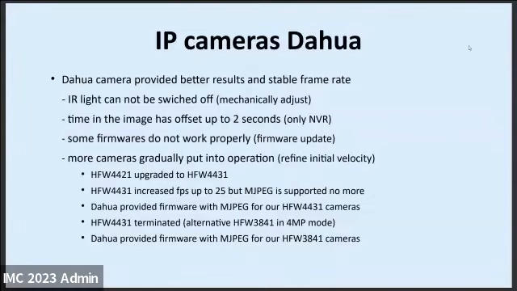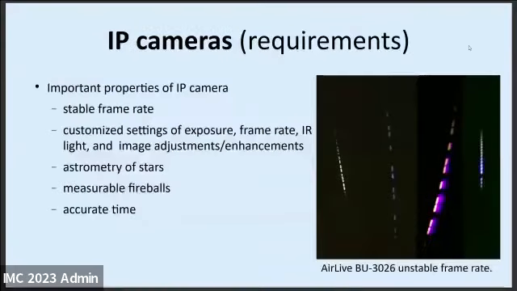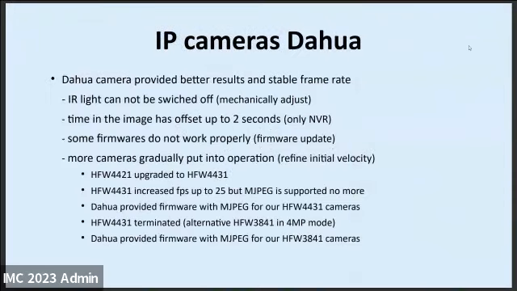So after our tests, we decided on the Dahua camera, as there was an example of unstable frame rate of the AirLife camera. So we decided to use Dahua cameras that provide a stable frame rate for measurement of the velocity. But still, there were a couple of small problems that could be solved.